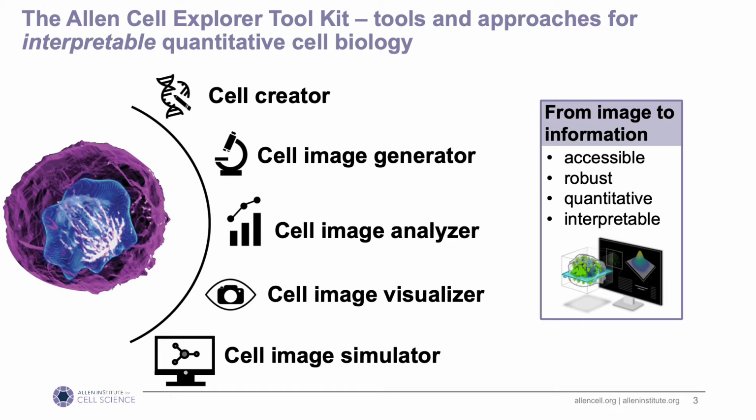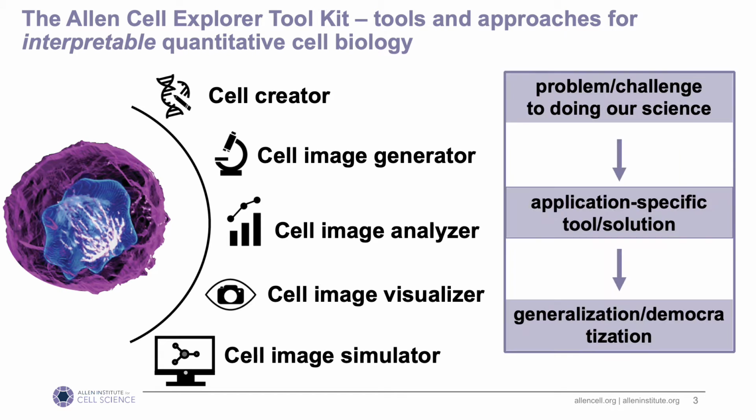To do this, we build the Allen Cell Explorer Toolkit, which includes everything from our stem cell line and methods to new simulation platforms. We want to pave an accessible and robust road from image to information in a quantitative and interpretable way. By solving our own problems in order to move the science forward, we develop application-specific tools. It turns out that most of these tools generalize very well, so we hope to share this with the rest of the world in an easy and accessible way. Today, I will focus on a key component of cell image generator, which we call transfer function.